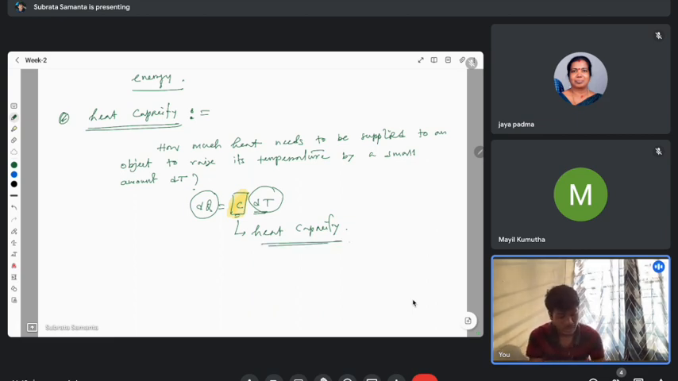Right. So that means the heat capacity is C equals dq by dt. This dq is the amount of heat supplied to the system to raise the temperature by dt. So this is proportional, and the proportionality constant is C. Okay. So the C is dq by dt.